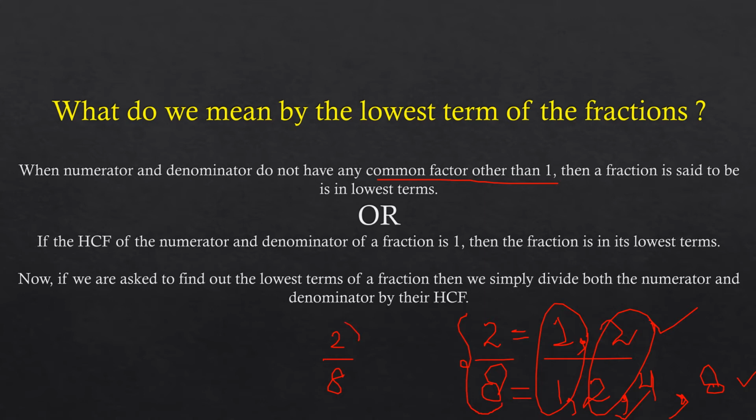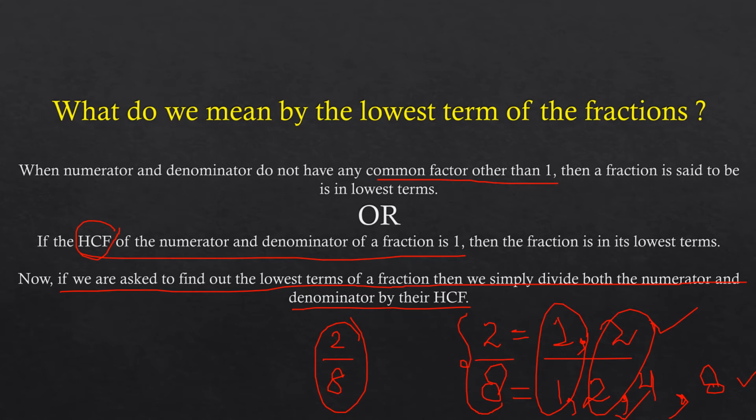So how do we convert this fraction into lowest term? First we have said here, if the HCF of the numerator and denominator of the fraction is 1, what is this HCF? HCF is nothing but highest common factor. If the highest common factor is 1, then the fraction is in its lowest term. But here the highest common factor is 2. So if we are asked to find out the lowest term of a fraction, then we simply divide both numerator and denominator by their HCF.